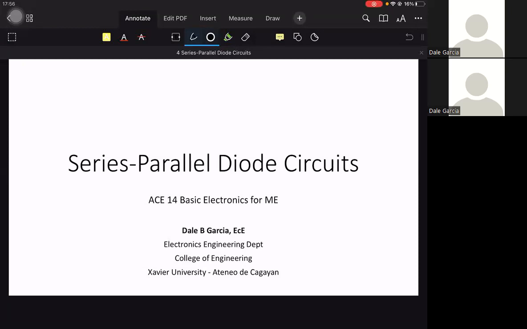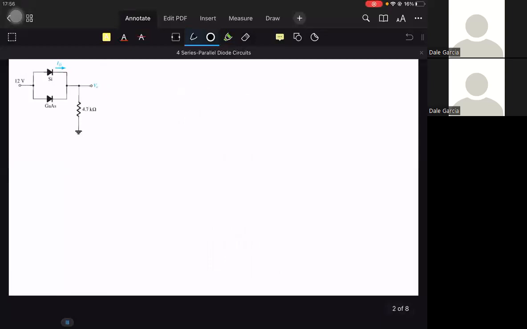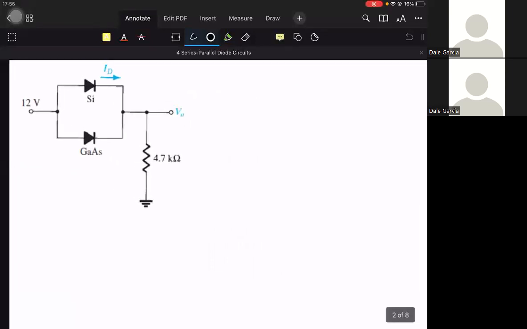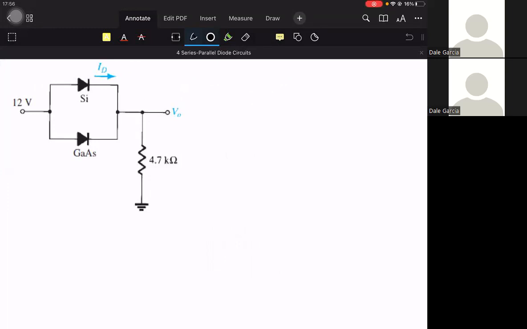So let's say for example this circuit. This belongs under the category of series parallel because ang atong diodes, we have two diodes that are parallel with each other. Okay? Dili na sila in series together. So in any case, what would you guess? Guesses are fine initially.